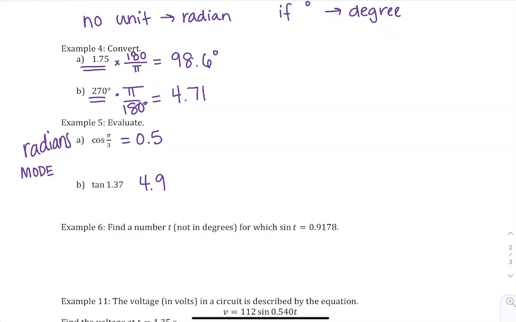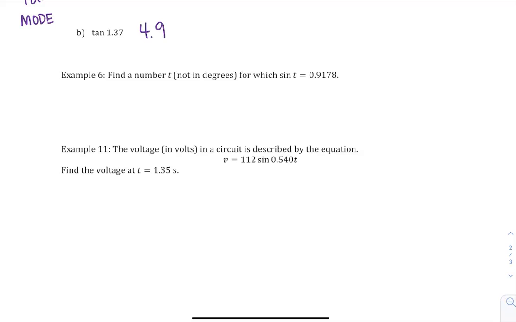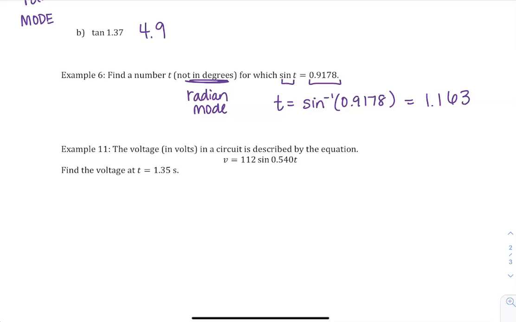Now we can actually do the inverse trig functions as well in radians. Here, if we know that the sine of some angle equals 0.9178, then that angle is going to equal the inverse sine of 0.9178. Now, we want the answer not in degrees. That means that we want to make sure our calculator is still in radian mode. And it is. We haven't changed that yet. So we don't have to change anything. 0.9178. Hit enter, and we get 1.63 would be the number of radians for that angle.